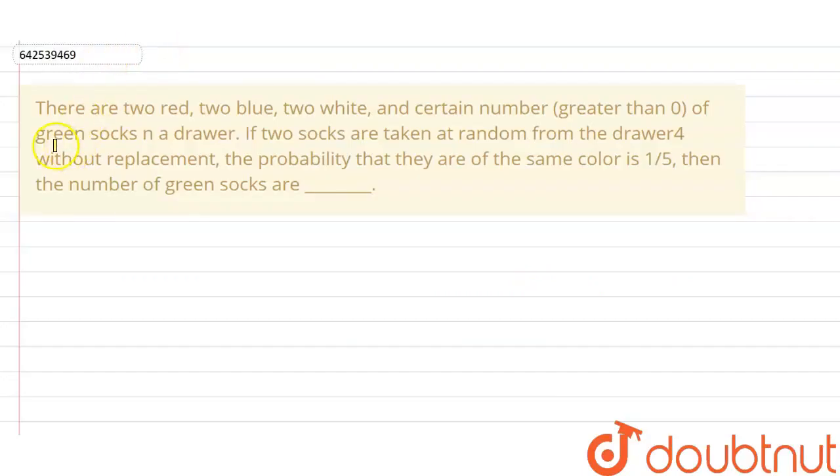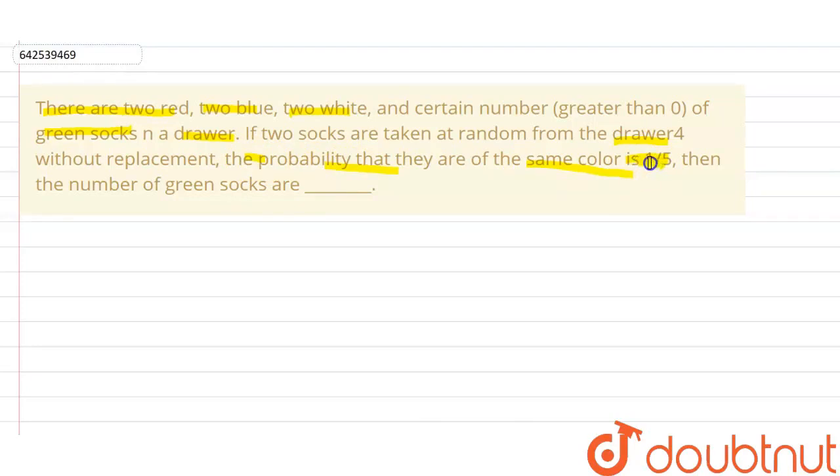So here the question says there are two red, two blue, two white and a certain number, greater than 0, of green socks in a drawer. So if two socks are taken at random from the drawer without replacement, the probability that they are of the same color is 1 by 5.